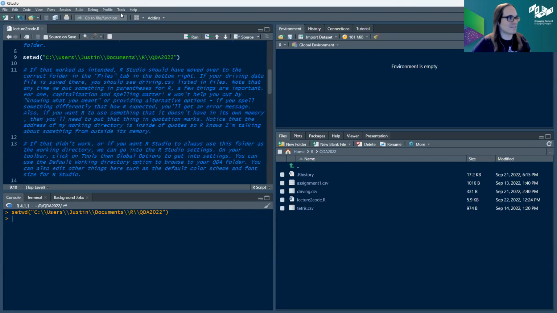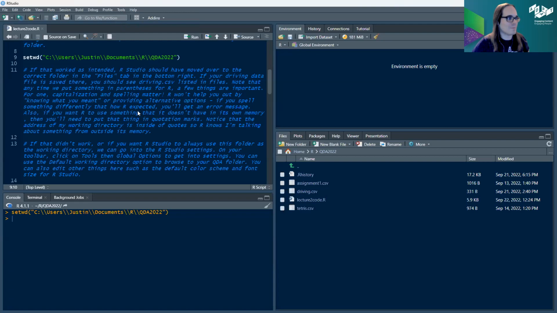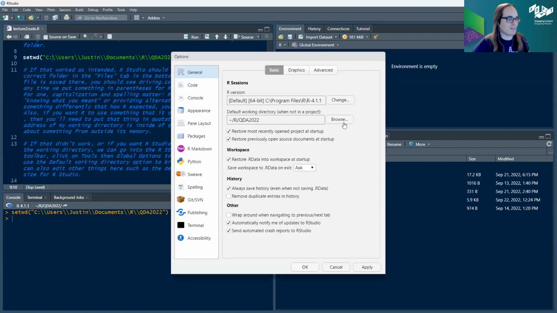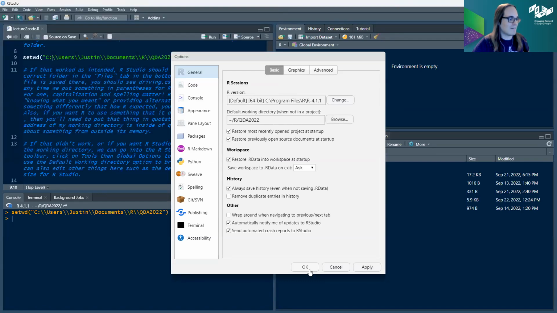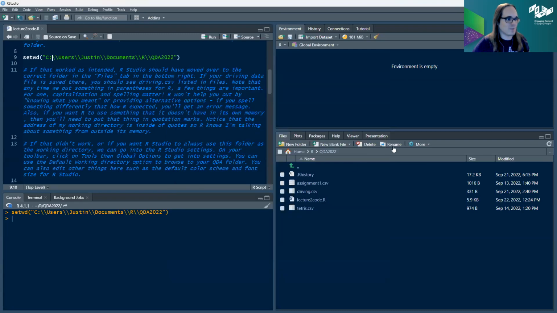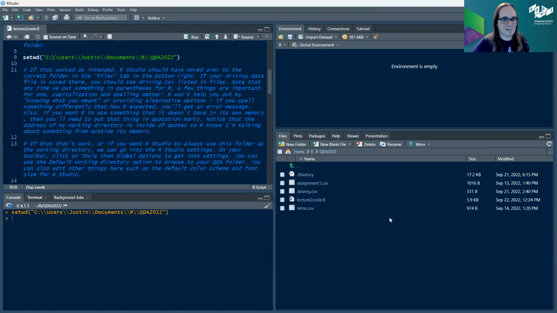Otherwise, if that's not working as intended, if you can't get R to look at it, to get that options pop up, just hit Tools and Global Options. And then when you set your working directory that way, you click on your QDA 2022 folder, hit open, hit apply. Then that should become your working directory. You can then also over here in your files, just hit go to working directory. And then whatever you set in that global options will be where R goes to.